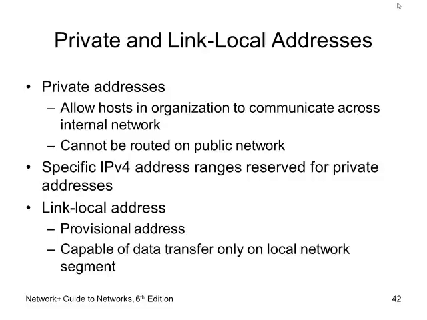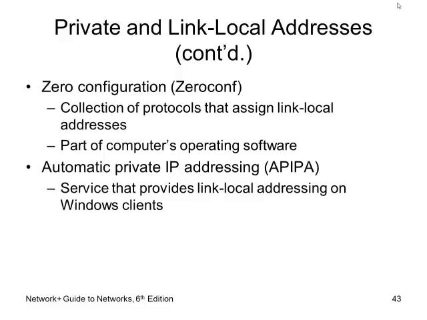There's also a link local address, which is a provisional address. They talk about the same thing, but it's talked about more with IPv6. It's capable of data transfers only on your local network. They're only internal. It's also called private or zero configuration. It's a collection of protocols that assign link local addresses, and they did mention here APIPA, automatic private IP addressing, is one of those that automatically does it for us.